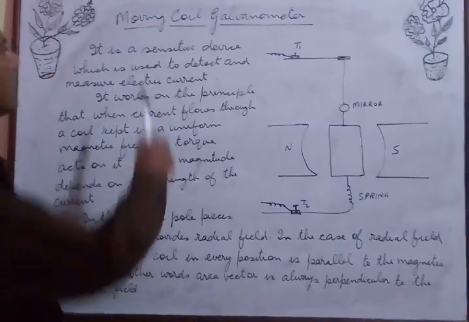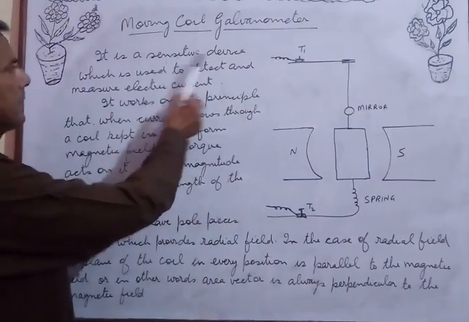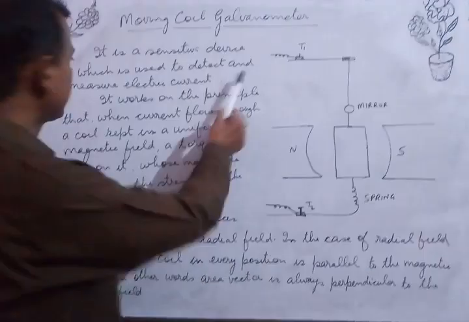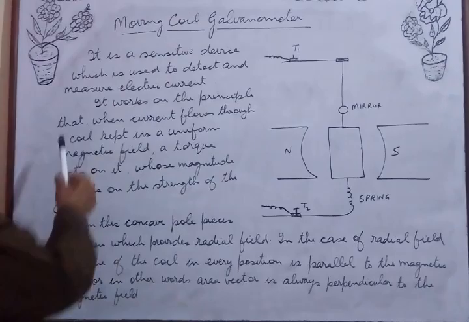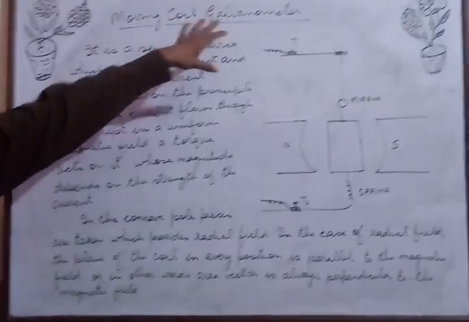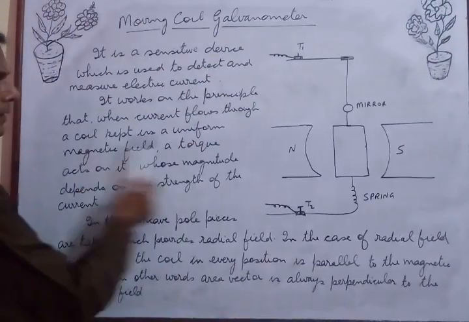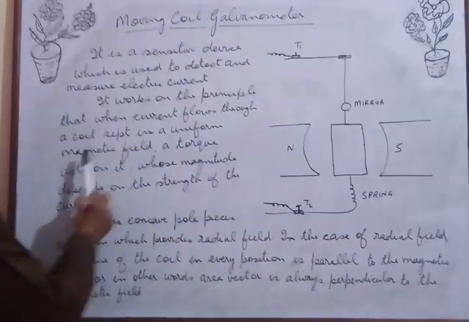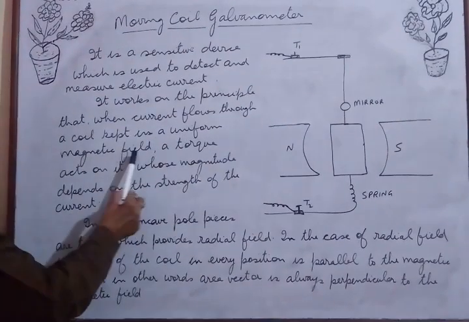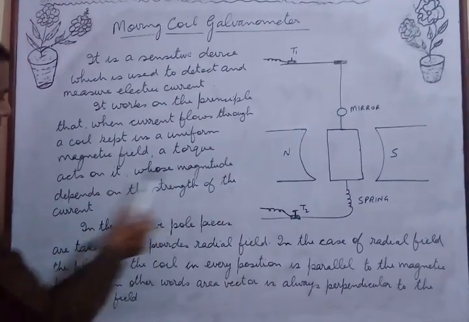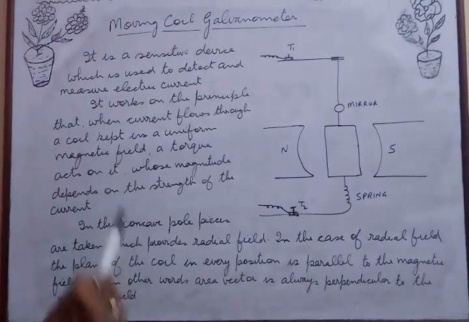Next topic is moving coil galvanometer. It is a sensitive device which is used to detect and measure electric current. What is the principle of the moving coil galvanometer? It works on the principle that when current flows through a coil kept in a uniform magnetic field, provided by the North Pole and South Pole, a torque acts on it whose magnitude depends on the strength of the current. This is the principle of the moving coil galvanometer.